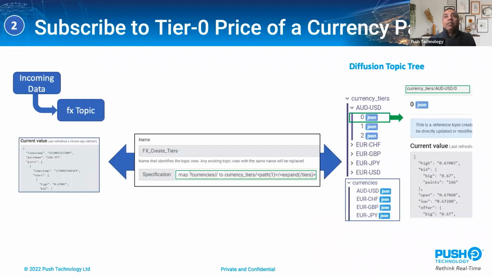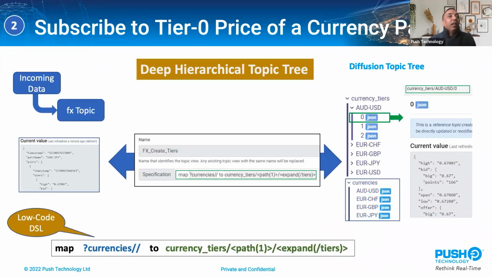So in that case, again, we can automatically expand to the next level to provide the deep hierarchical topic tree. Again, another simple command to expand to the next tier automatically.